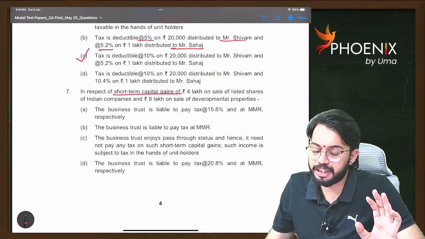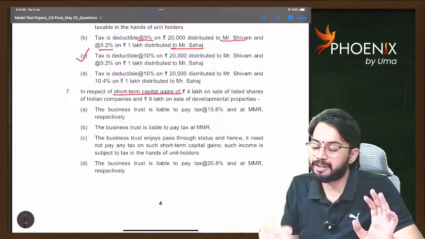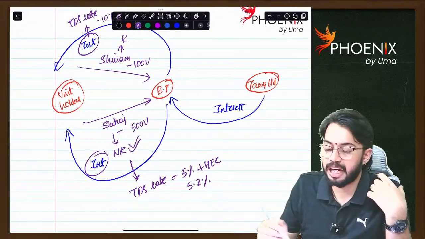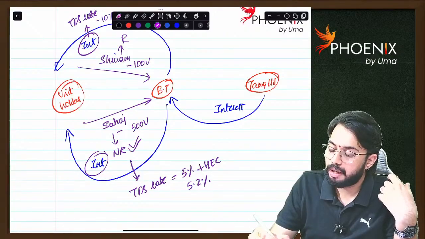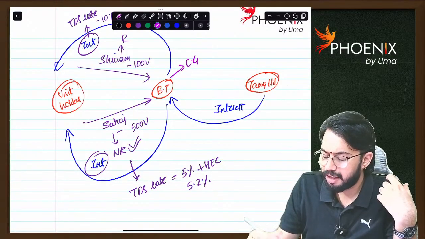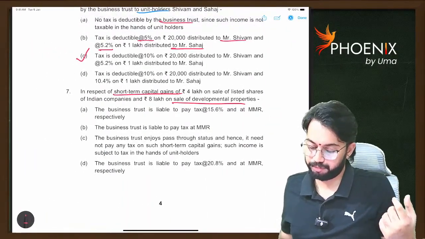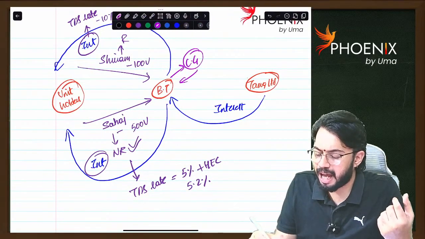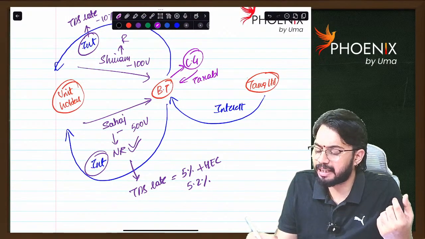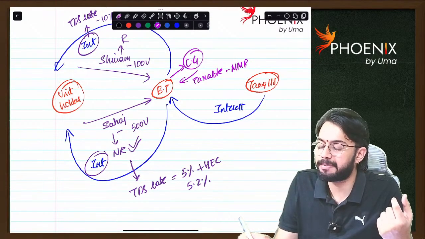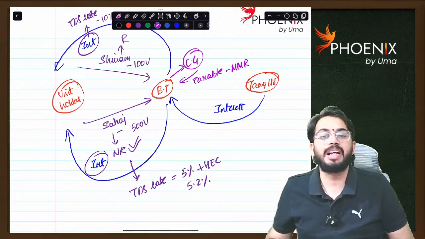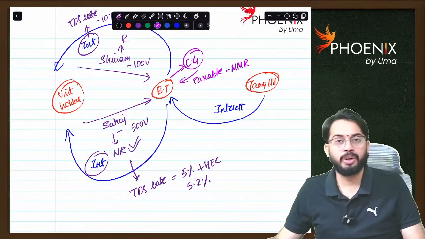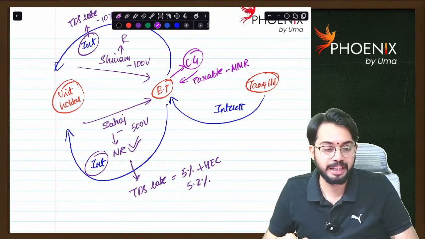Next. In respect of short-term capital gains of 4 lakhs on sale of listed shares of Indian companies and 8 lakhs on sale of developmental properties. The business trust is getting capital gains. Now, capital gains are taxable in the hands of business trust only. Tax rate applicable is MMR, maximum marginal rate. So, whatever the capital gain income is there, it is not taxable in the hands of unit holders. It is taxable in the hands of business trust.